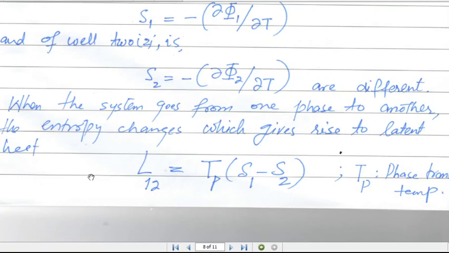So whenever there is a discontinuity at the phase transition in a thermodynamic potential, or whenever there is a latent heat involved, we say that there will be a first order phase transition. So this phase transition can also be represented in terms of a phase diagram.